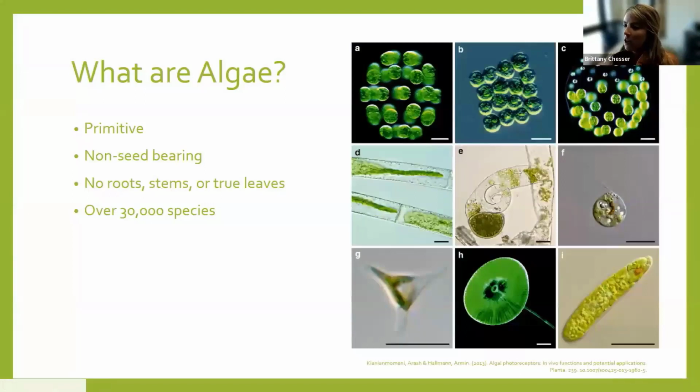Okay, so what are algae? Algae are not true vascular plants. Generally speaking, they are primitive non-seed bearing plants and have no roots, stems, or true leaves. There are over 30,000 known and named algal species out there, but some studies have demonstrated it's probably closer to 100,000. So a lot of different species that we're working with. Some algae species are more favorable than others, but just like with your diet, too much of anything usually isn't good for you and usually isn't sustainable.